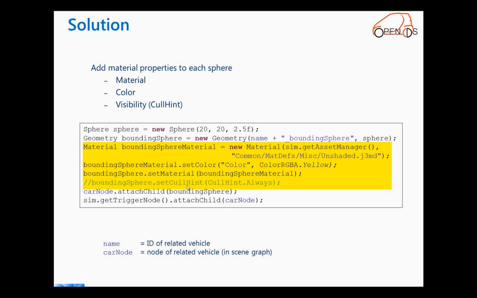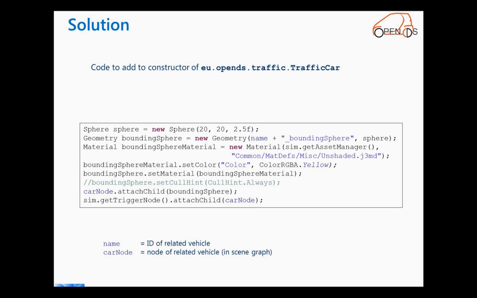So then we are almost through. This is the final code we have to add to the constructor of each traffic car. This will generate a yellow sphere with a radius of 2.5 meters, and this sphere is attached to the car node. It will move with the car all the time, and it will be included in the trigger check. So what we would do at this point, we try it out and have a look at what happens when we add this code to OpenDS.